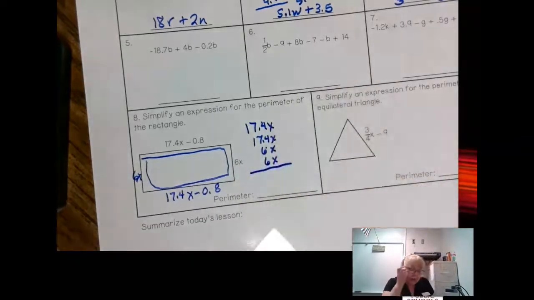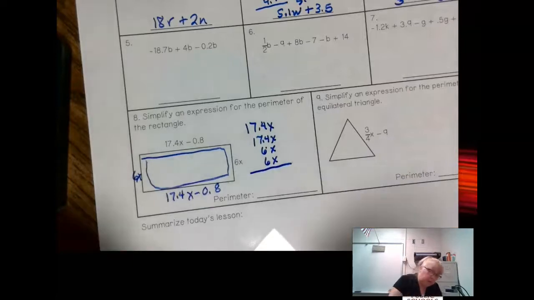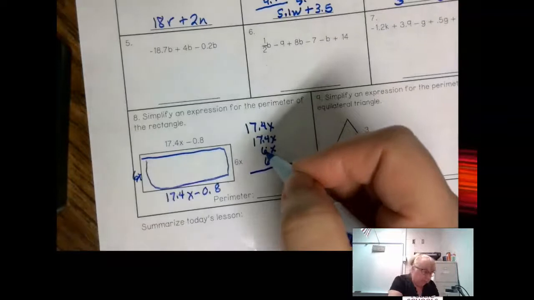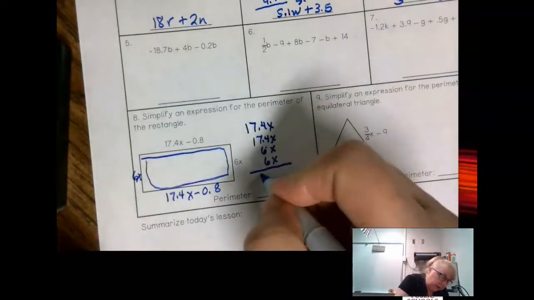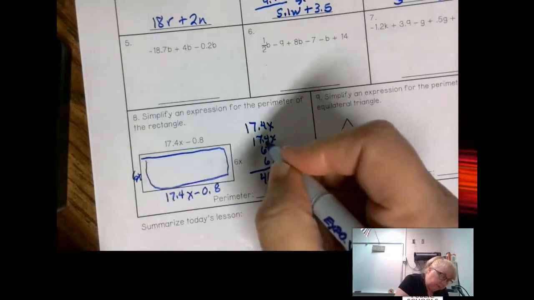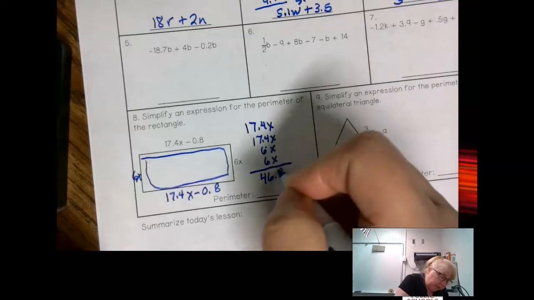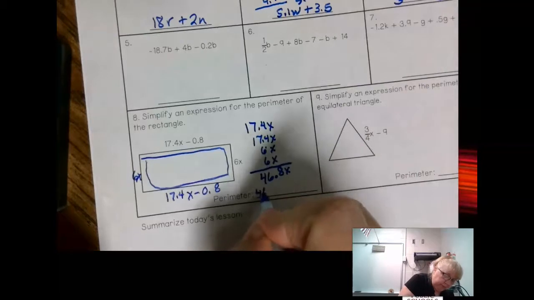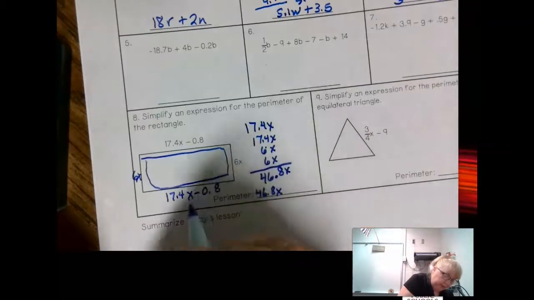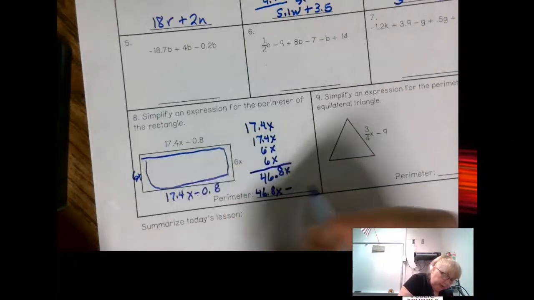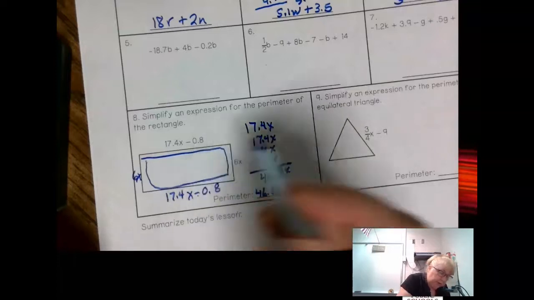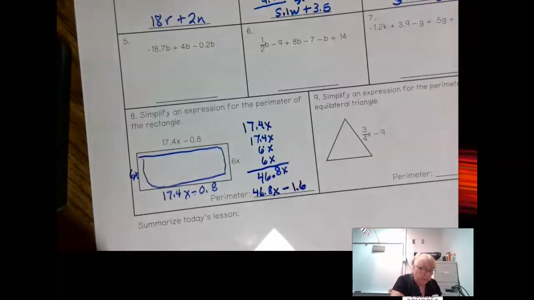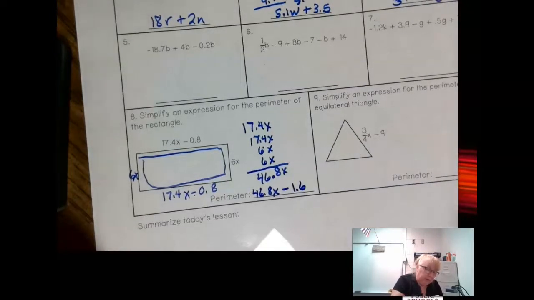And then we have, well, let's just do those separate. So 17 and 17 is 34. 34 and 6 is 40, 46. And then we still have the 0.4 and the 0.4, so that's 0.8x. So that gives me 46.8x. And then these are minus, we're going to subtract. Well, 0.08 twice is 1.6. And we're done. We have an expression for the perimeter.